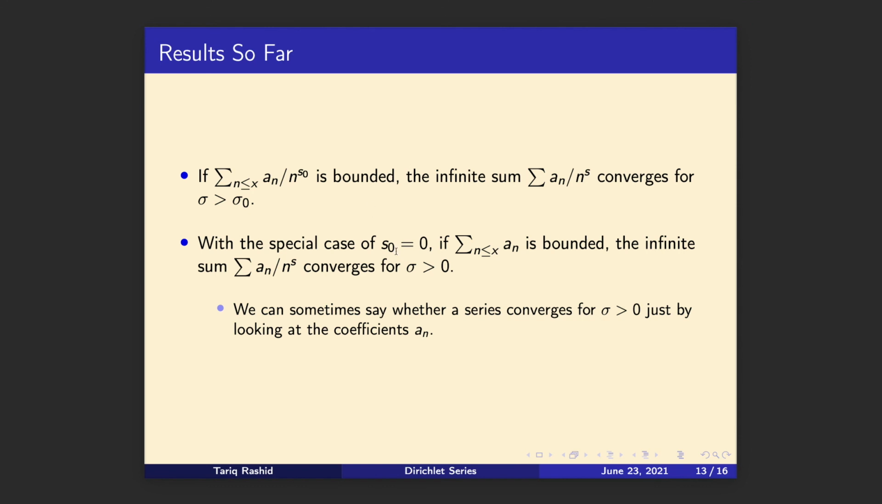So we can think about a special case where S0 is 0. If S0 is 0, then n to the S0, n to the 0, is 1. We're looking at a series of just the coefficients. Now if we can say that that series of coefficients is bounded, then the Dirichlet series converges for sigma more than 0. That's a useful special case that we find ourselves using quite often, and we can look at an example of that later. So sometimes just by inspection, by looking at just those coefficients, those a_n terms, if we can see straight away that they're bounded, not even convergent, just bounded, because they might oscillate, we can then say that the Dirichlet series converges for sigma more than 0. That's quite a powerful thing just to be able to say just by looking at a series.